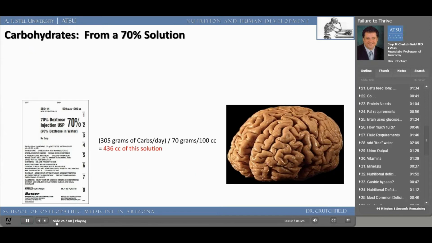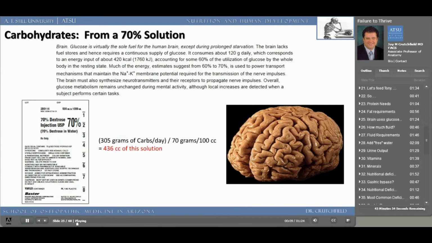So why do you need glucose? Well, you have a brain, and your brain burns glucose. Glucose is virtually the sole fuel for the human brain, except during prolonged starvation. And then what do you burn during starvation? I'll give you a hint. That's the basis of the Atkins diet. The Atkins diet is basically a starvation diet. It uses protein. The only time the body actually burns protein and breaks it down is during prolonged starvation.